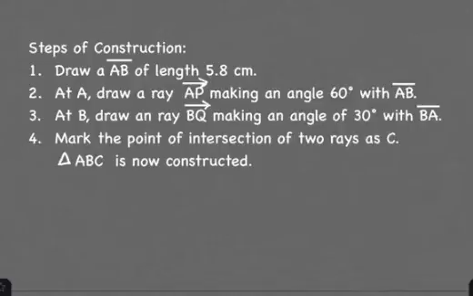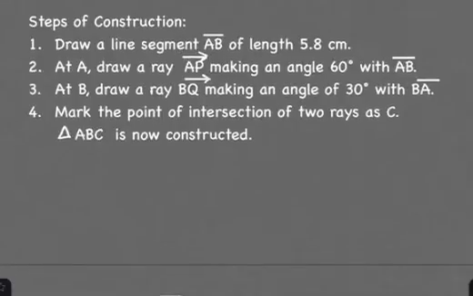Draw a line AB of length 5.8 centimeters. At A, draw a ray AP making an angle of 60 degrees with AB. At B, draw a ray BQ making an angle of 30 degrees with BA. Mark the point of intersection of the two rays at C. Triangle ABC is now constructed. I hope all of you have understood, children.